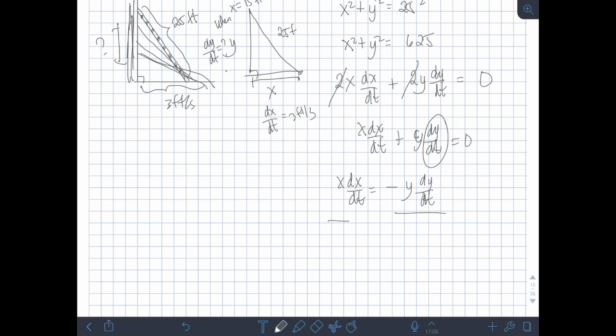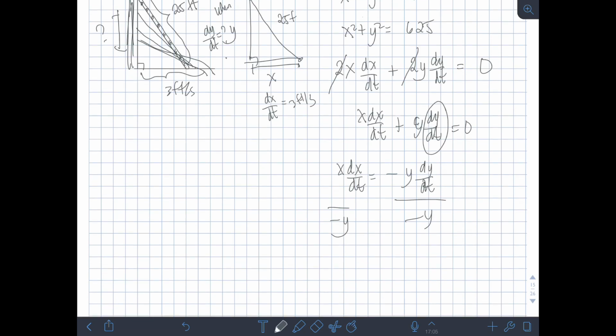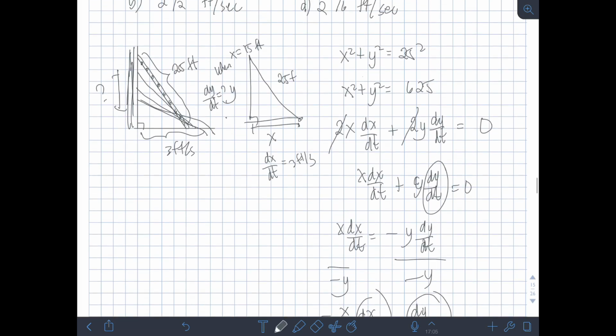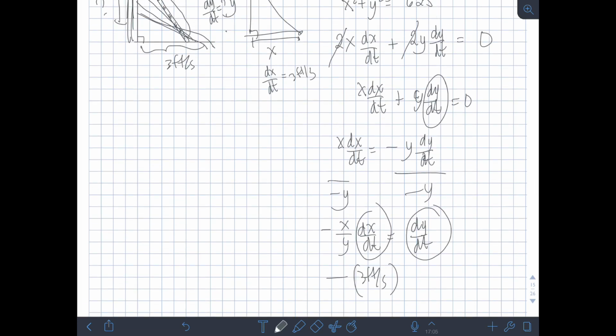Then, divide both sides by negative y, para dy dt lang yung mahanap natin. So, we have negative x over y dx dt is equal to dy over dt. So, pwede natin i-substitute yung mga values natin. Diba itong dx over dt, ano yan? 3 feet per second, times itong x. Yung x natin is 15, right? Lagyan mo 15 kasi yung distance nung hagdan dun sa wall at the bottom.